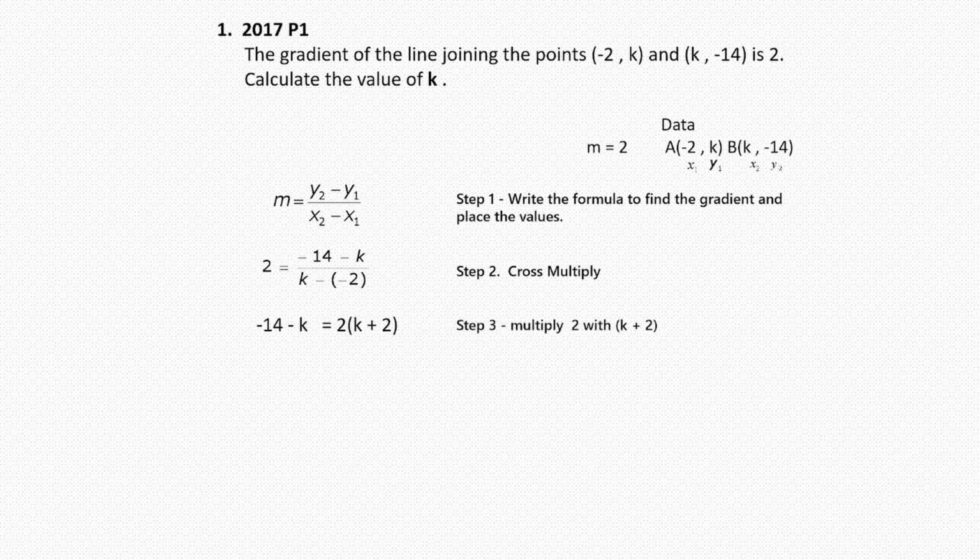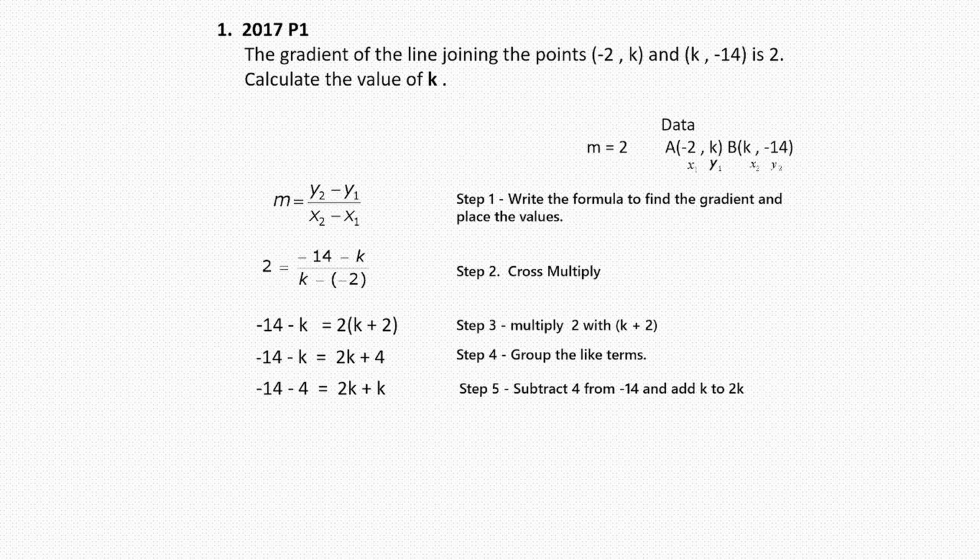Alright, so the next step is to multiply 2 with k plus 2. So 2 times k, 2k. 2 times 2, that's 4. So it's going to be -14 minus k is equals to 2k plus 4. So what's the next step? Group the like terms. Okay, so this 4 here will cross the equal sign, will come there. Then this k will cross the equal sign, it will come there. This is going to be -14 minus 4 is equals to 2k plus k.